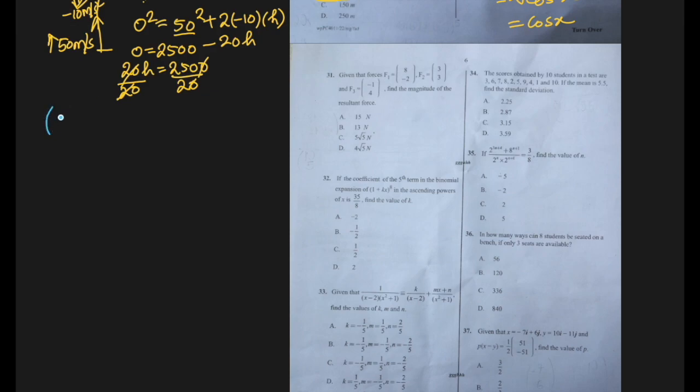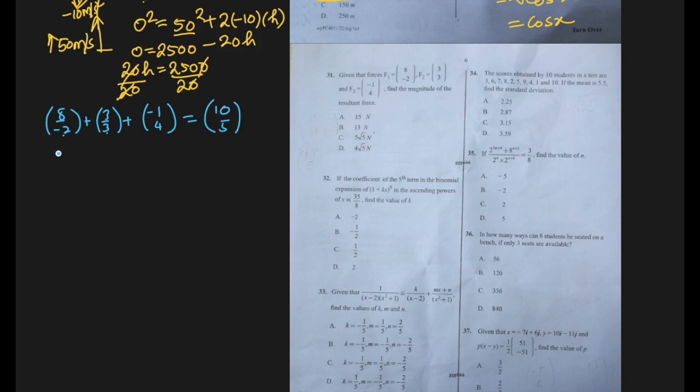So force 1 is 8, minus 2, plus force 2, 3, plus force 3, negative 1, 4. What do we get? X is, add up: 8 plus 3 is 11, minus 1 is 10. Y is minus 2 plus 3 is 1, 1 plus 4 is 5. And we have to find its magnitude, right?